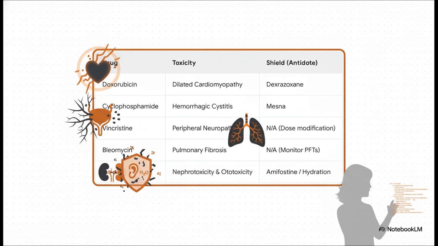And then the heavy hitters. Bleomycin scars the lungs, irreversible pulmonary fibrosis, while cisplatin is a double whammy, famously toxic to both the kidneys and the ears. You have to master these pairs: the drug, the toxicity, and the shield. It's how you keep the treatment from becoming the killer.